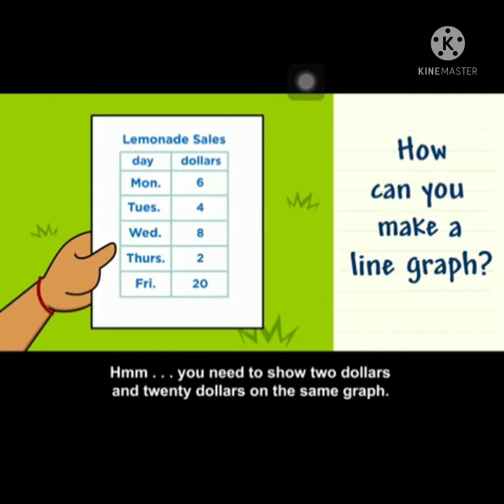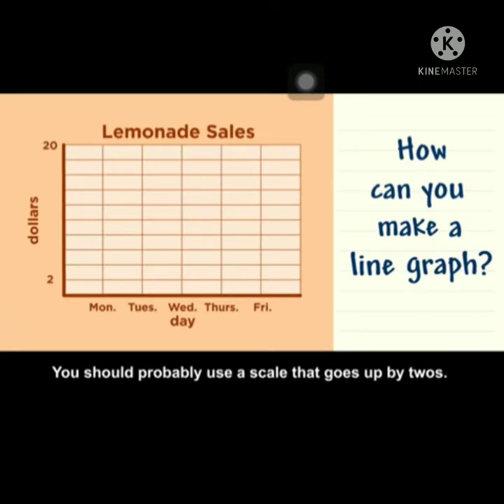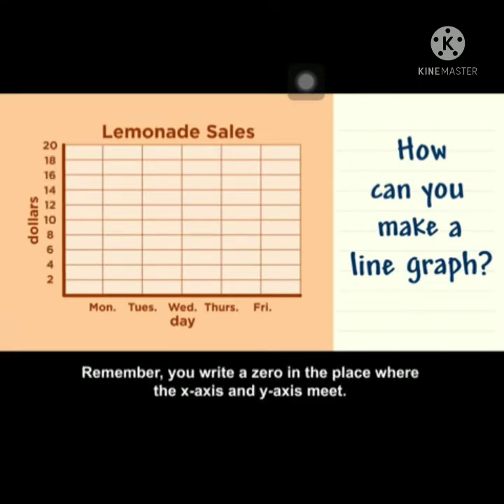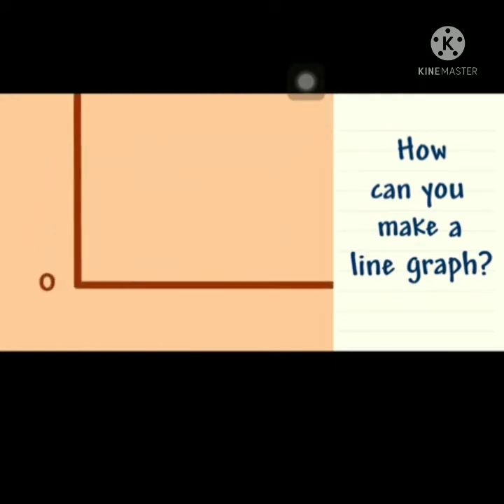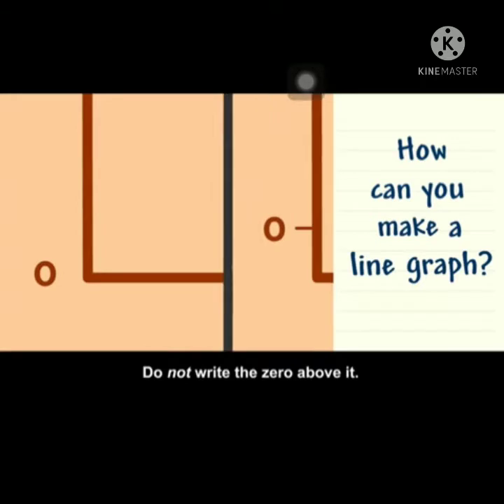You need to show $2 and $20 on the same graph. You should probably use a scale that goes up by twos. Remember, you write a 0 in the place where the x-axis and y-axis meet. Do not write the 0 above it.